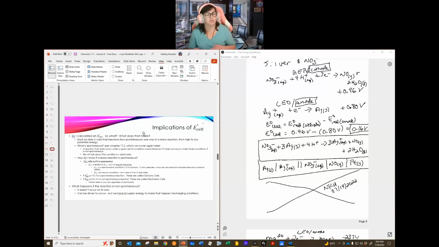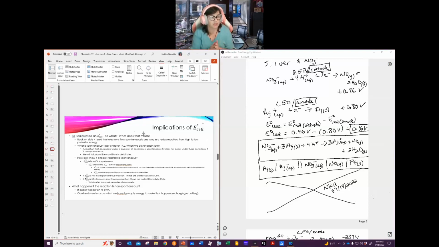So, a couple of implications of the E naught cell. Electrons flow spontaneously one way in a redox reaction, from high to low potential energy. Spontaneous means a reaction that does occur under a given set of conditions. If it doesn't occur that way without intervention, it's non-spontaneous. We'll talk about that in a little bit. That's where we're going to be going after this topic.